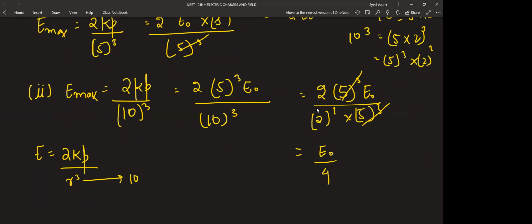So when you divide it, you will get the ratio as E naught by 4. Because see, 5 cube and this 5 cube from the denominator will get cancelled, and you will be only left with 2 cube. Is that clear now? Why did we write it? Because the formula is 2kp by r cube, and r is given as 10. And from the first part, we have written the value of the E naught in the interval. All right, write it.